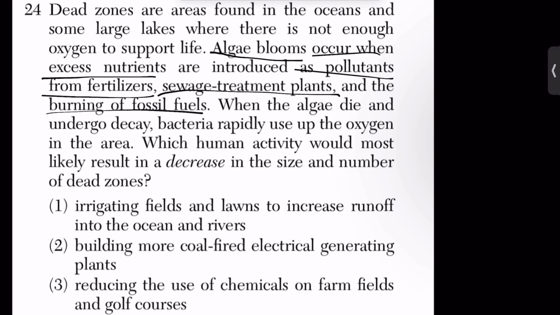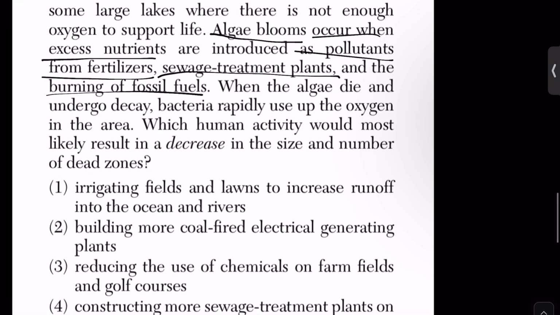So to decrease these dead zones, we would want to engage in eco-friendly practices. So we want to see which one is most friendly. Number 1 says irrigating fields and lawns to increase runoff into oceans and rivers. This would definitely not be our option. It would worsen it, because runoff with pesticides into oceans and rivers is what contributes to these issues and causes this massive pollution with algal blooms and dead zones.